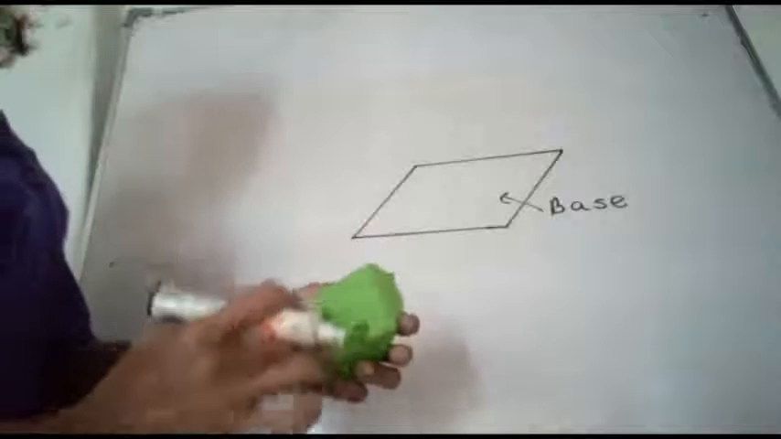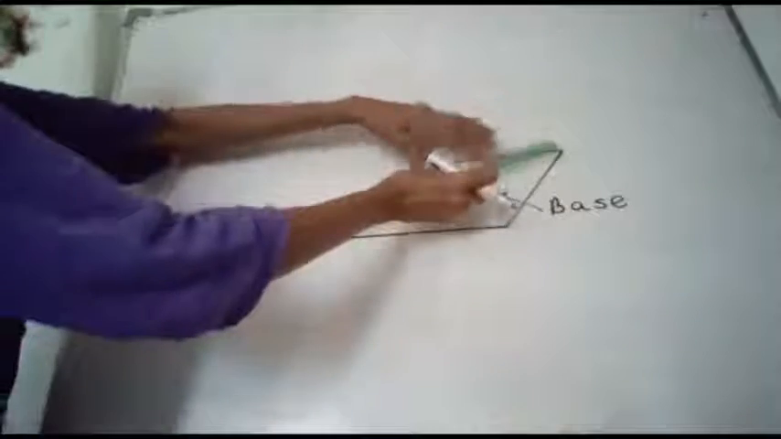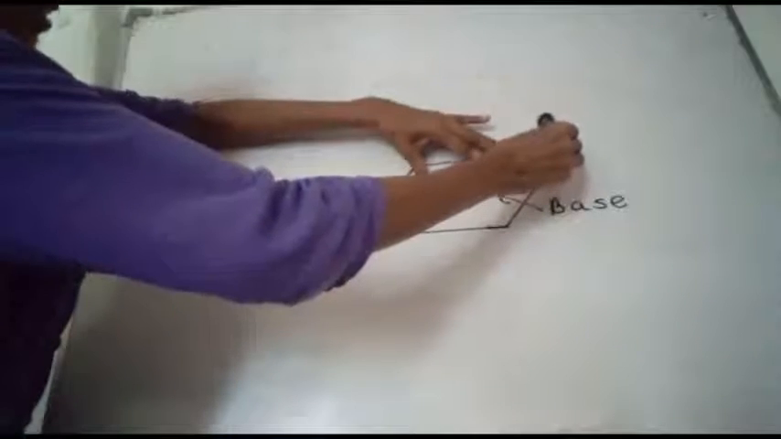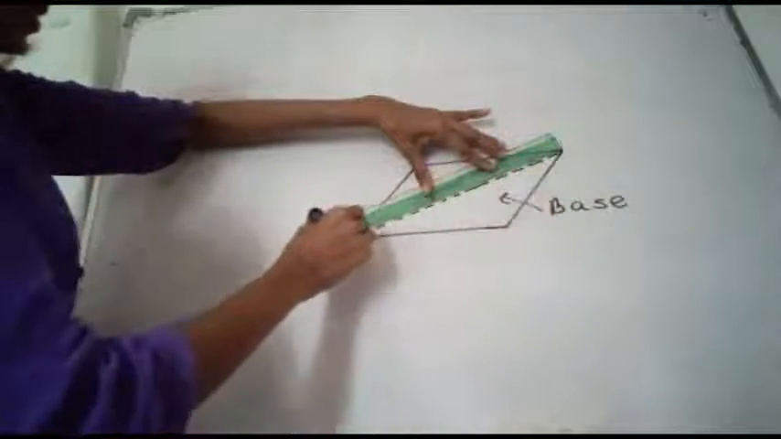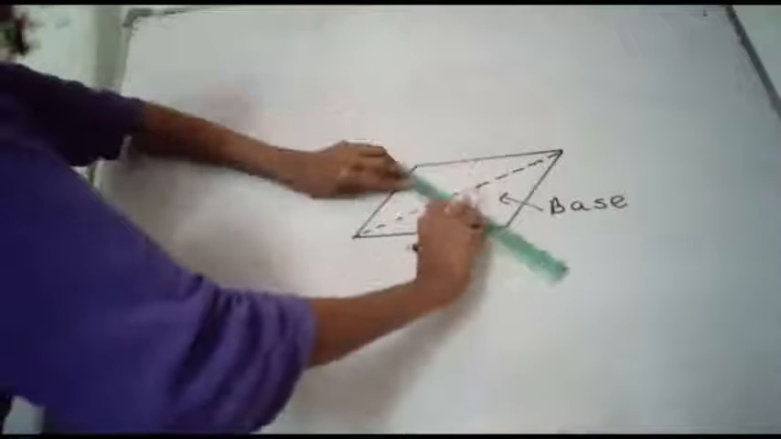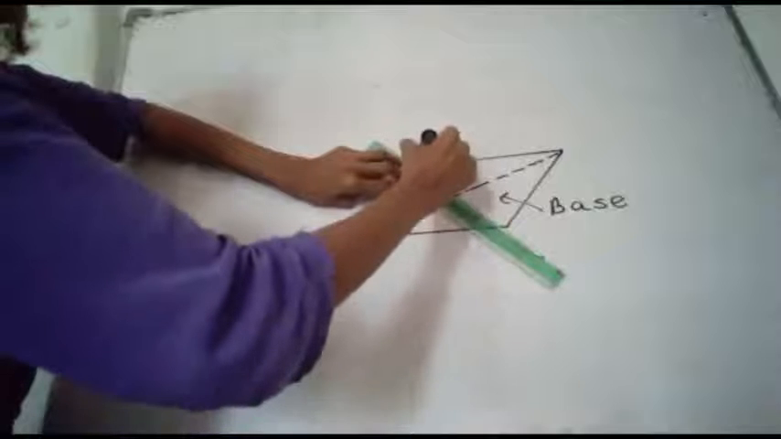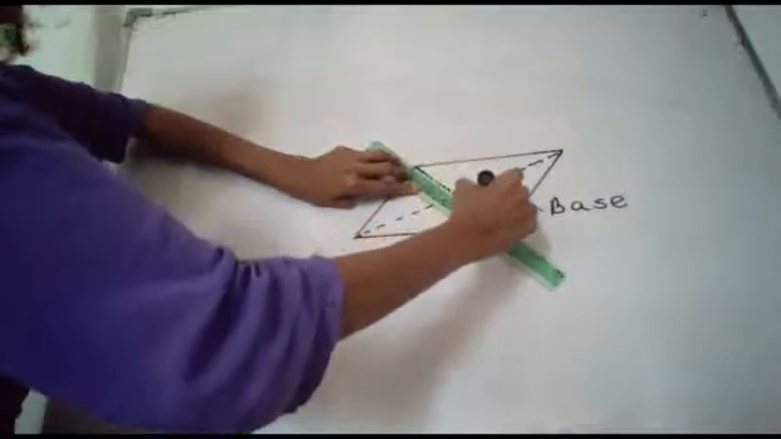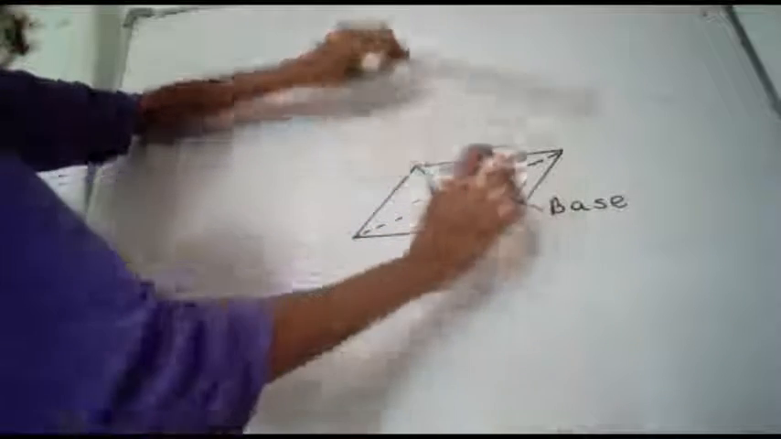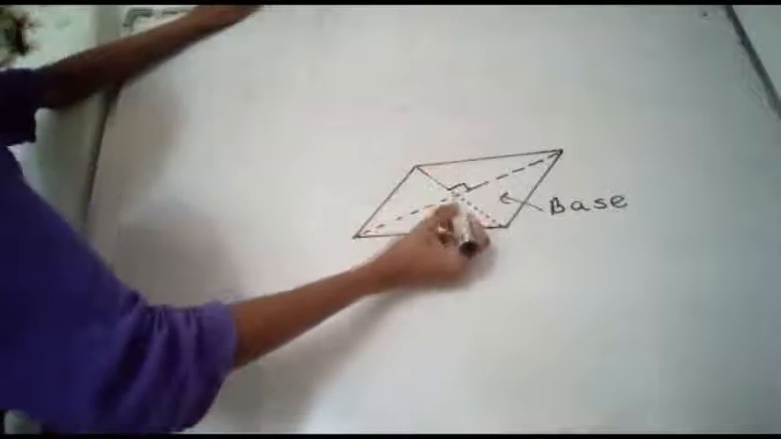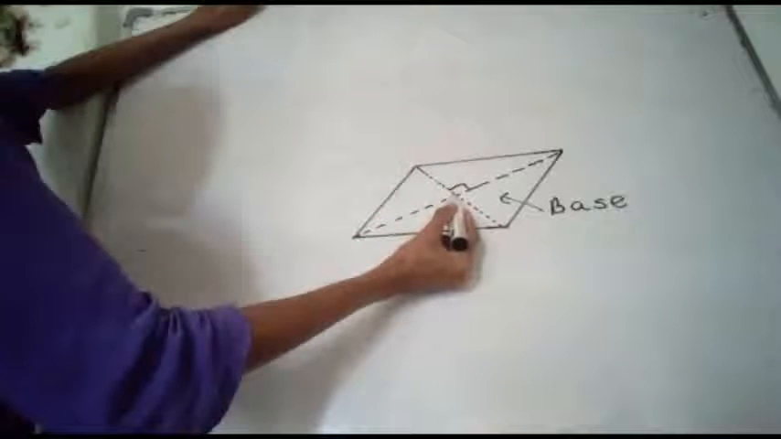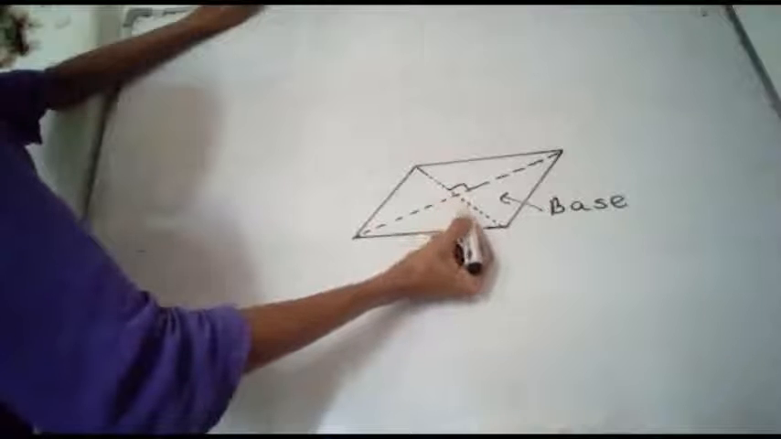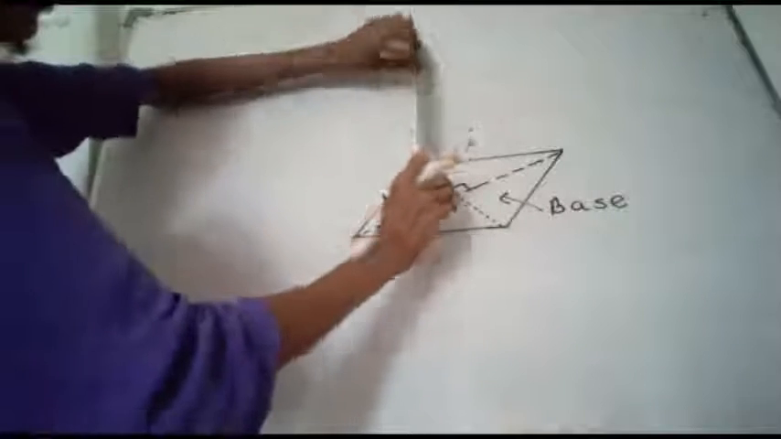When we draw the diagonals, they intersect. They bisect perpendicularly. What is this? This is the center of the base.